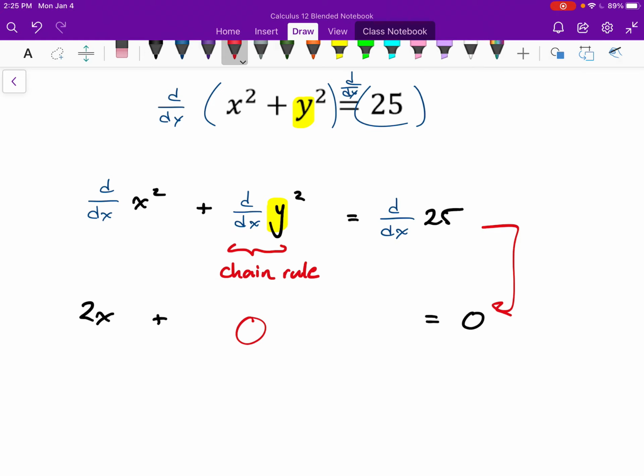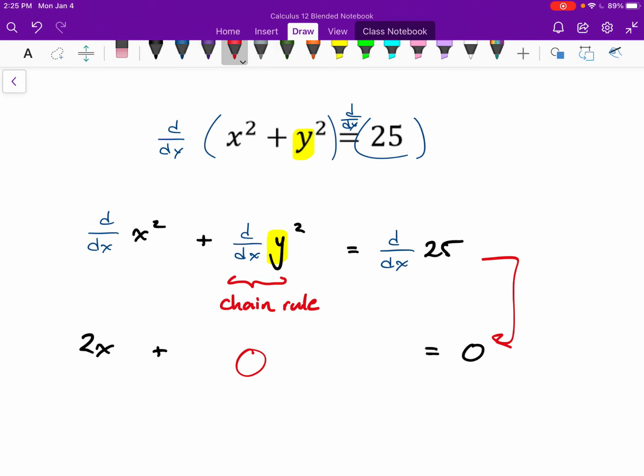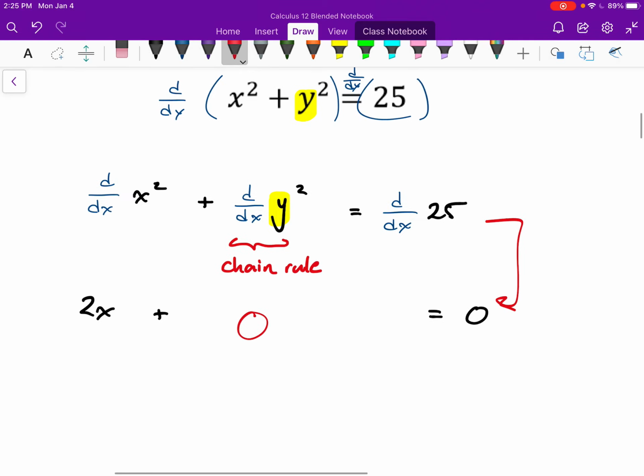But again, like I keep saying, x and y are not unrelated. y is not a constant. y and x are related. They're related by this equation, x squared plus y squared equals 25. And so that's why this does not equal 0. If we were finding the derivative with respect to y, d dy of y squared, then this would equal 2y, for the exact same reason that this equaled this. But again, that's not the case.